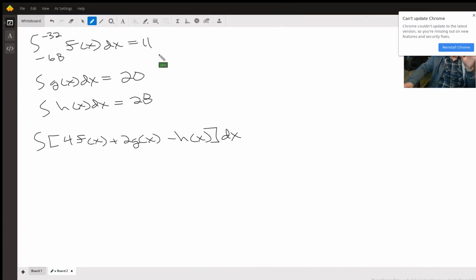So you have three definite integrals that you know the value of, and now it's asking you for the value of this new definite integral, but you don't know what f, g, and h are. You just know the value of the integrals.